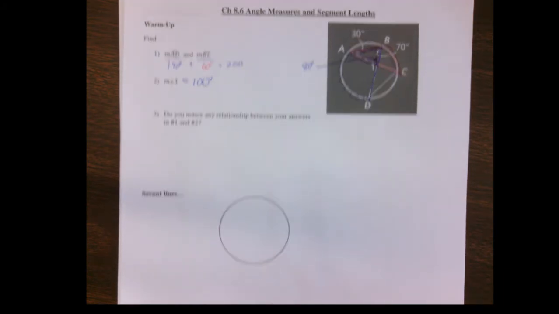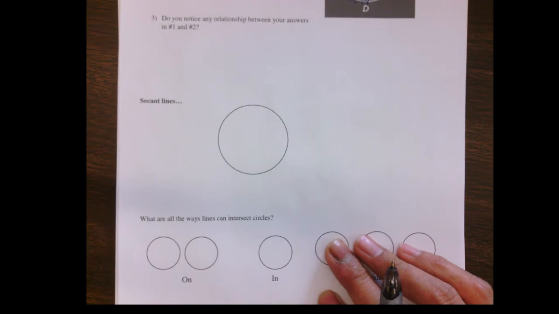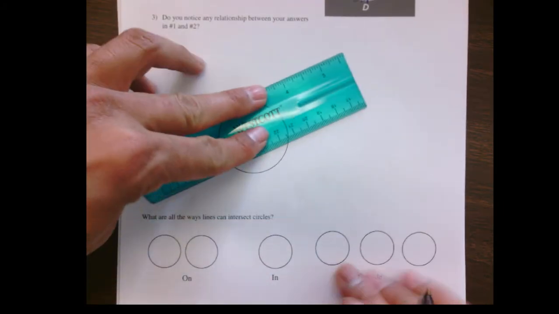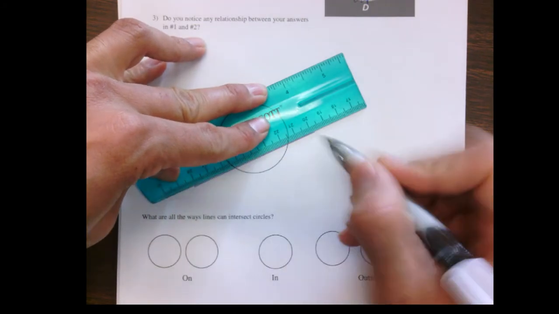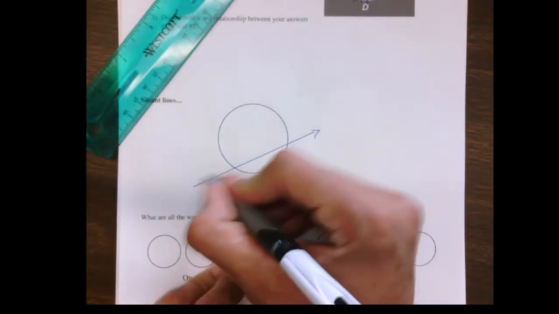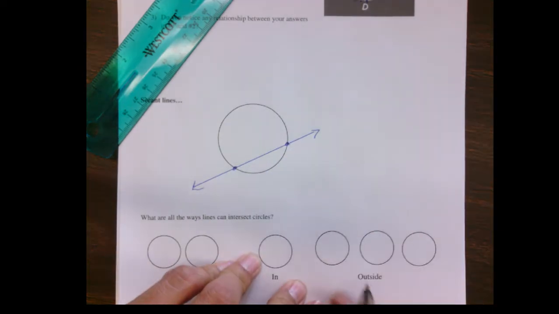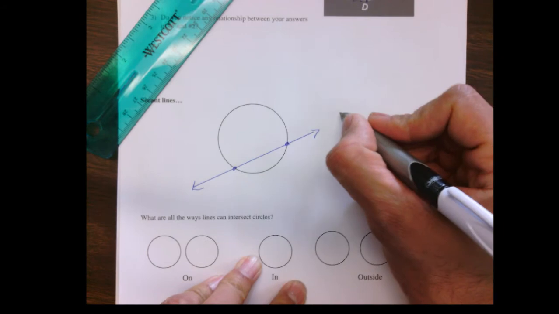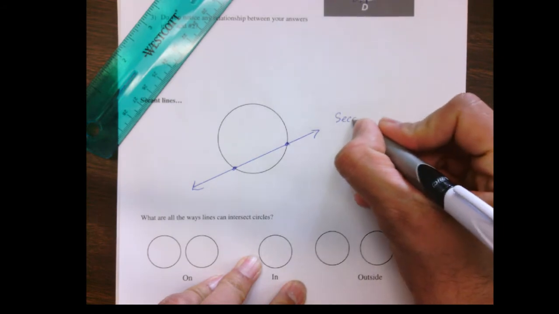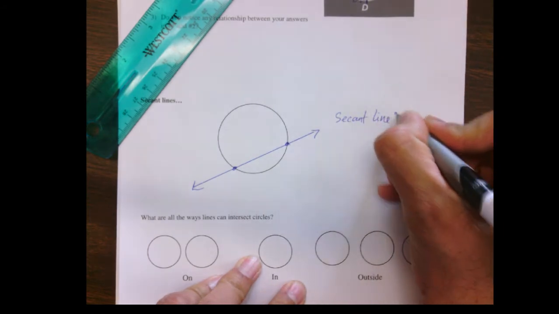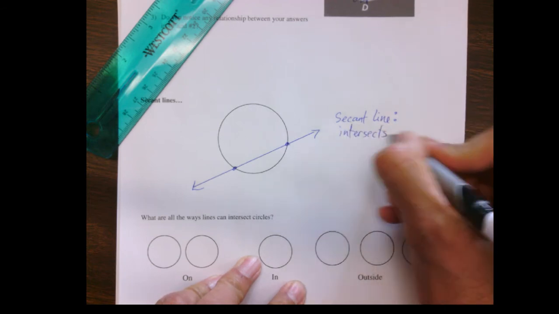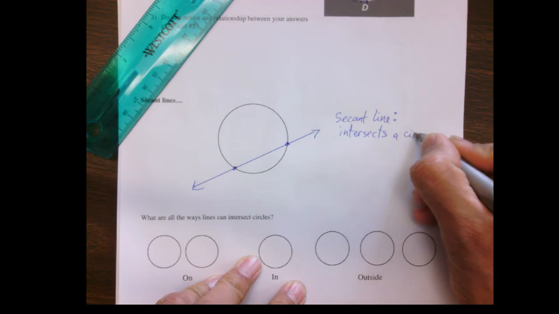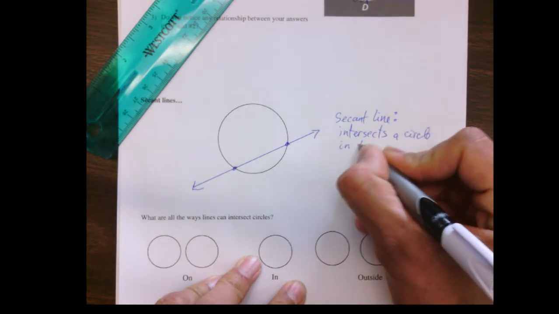Well, let's slide on down to secant lines. Let's do a quick definition of what a secant line is. Really, all you need to do is start by drawing a line through a circle. And this is a secant line. It intersects the circle in 2 points. So let's just write that down. Secant line intersects a circle in 2 points.